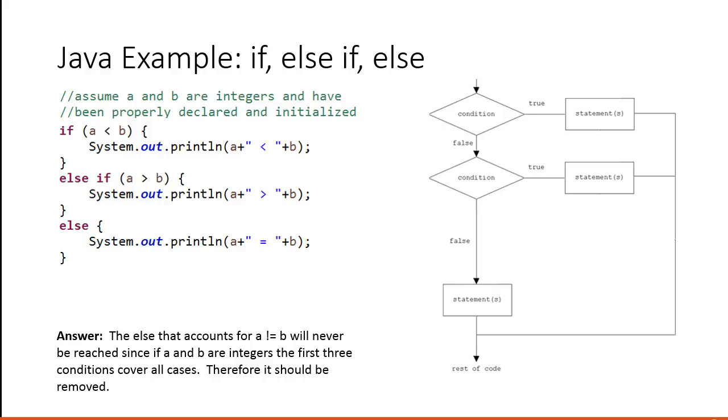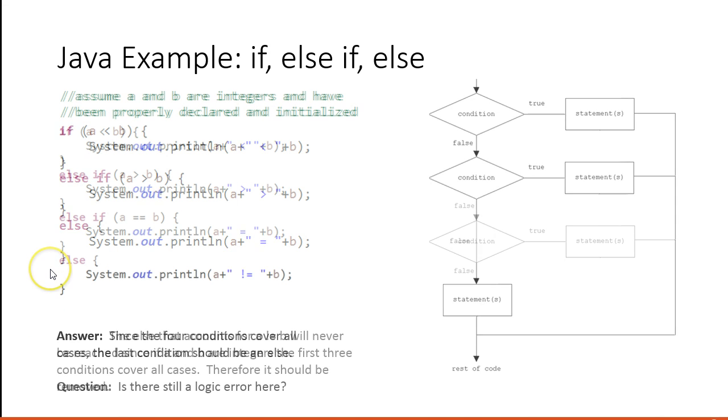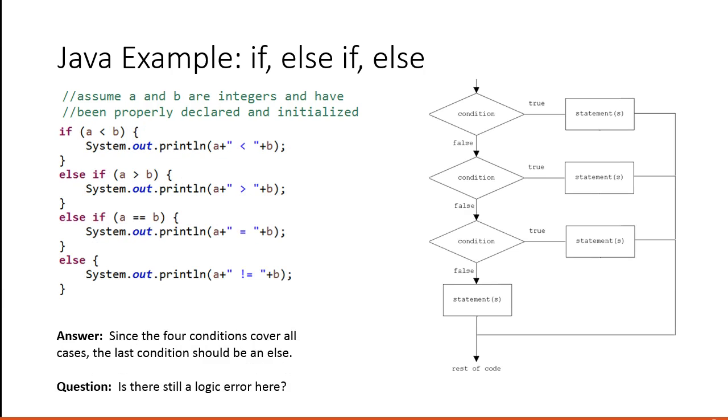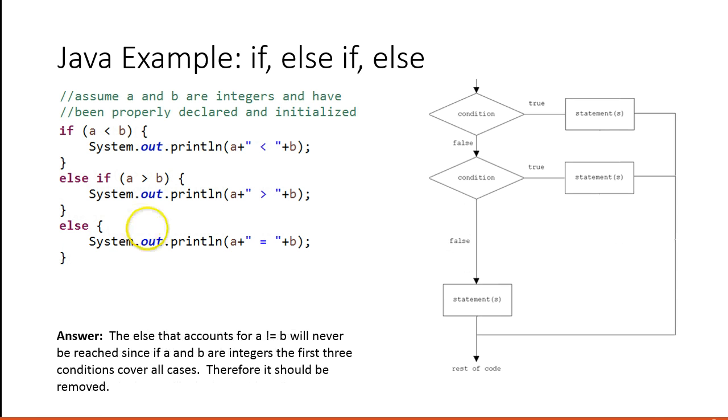Now, of course, you'd have to figure out how you want to communicate a and b in terms of how they relate to each other. But the point here is that if you have a condition that's never going to be reached, take it out. And notice how the last statement goes from an else if to an else, because if this fails and this fails, this has to be true.